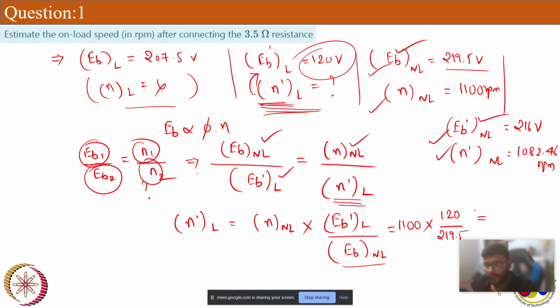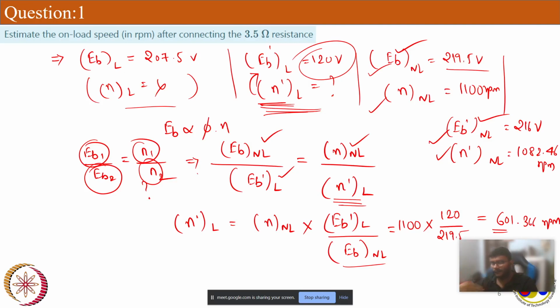Can someone calculate this? 1100 multiplied by 120 divided by 219.5. I hope you also got the same. 601.366 RPM. You got the same? Yes, sir. Okay, great. So this is the on-load speed in RPM after connecting 3.5 ohm resistance.